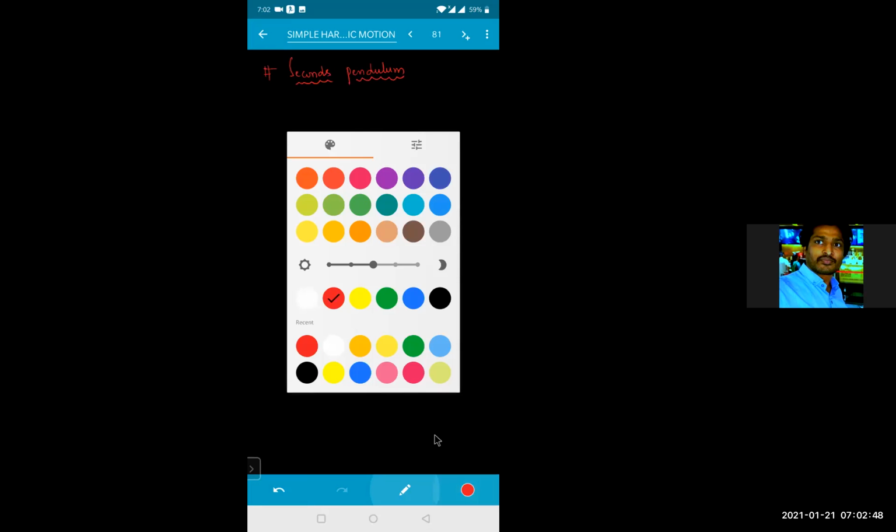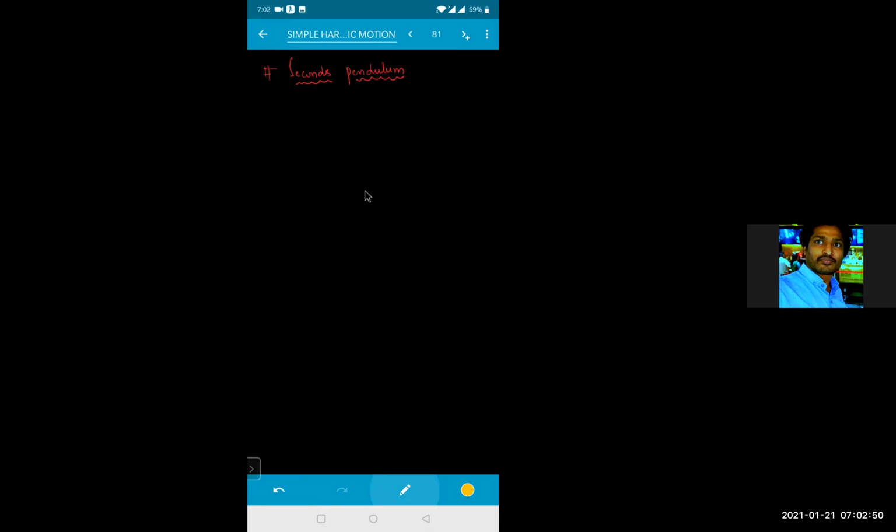Next heading, you just take it down: seconds pendulum. The word itself indicates very clearly that the pendulum whose time period is equal to 2 seconds is known as the seconds pendulum.